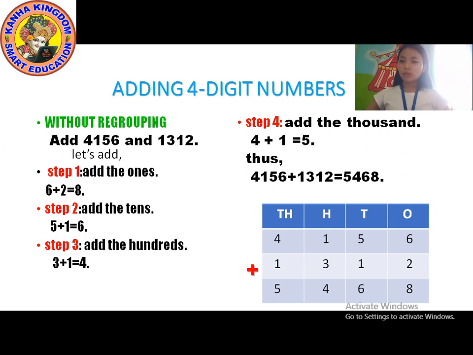Okay, there are four steps while adding 4 digit numbers without regrouping. The first step is add the ones. The second step is add the tens. The third step is add the hundreds. And the fourth step is add the thousands. Okay, students? So I hope you all have understood the concept of adding 4 digit numbers without regrouping through this one example.